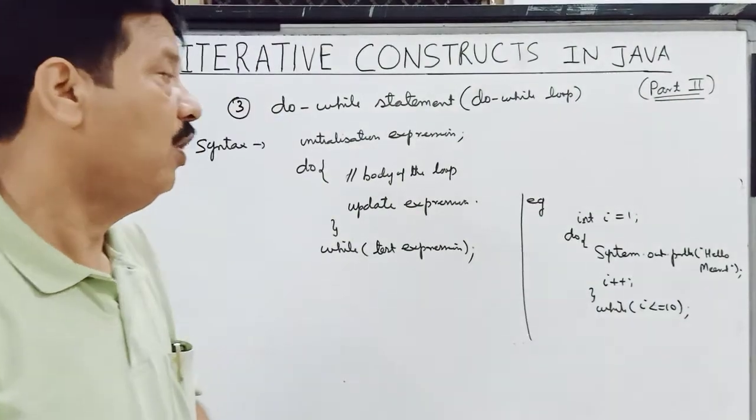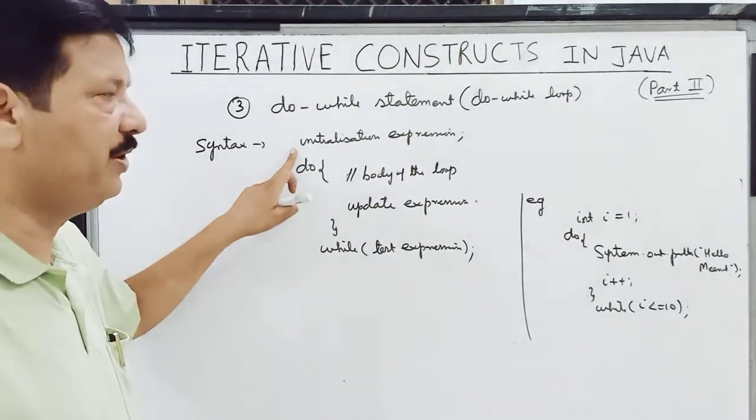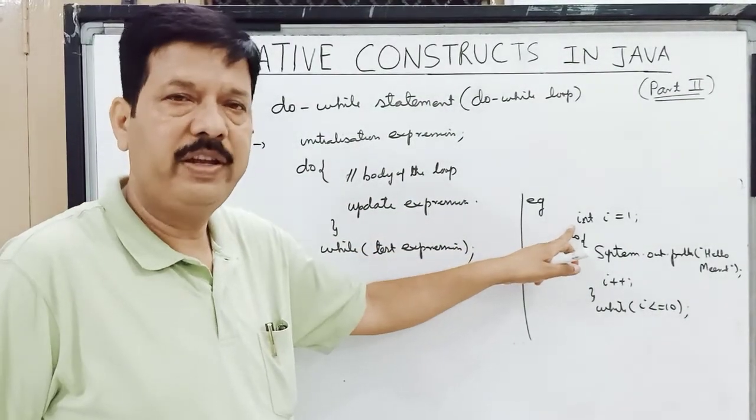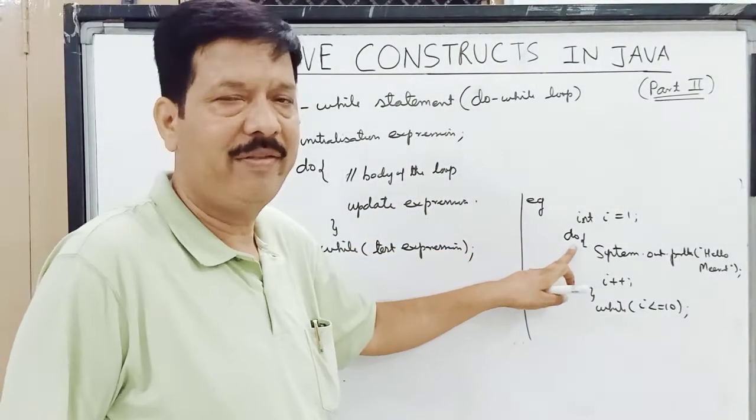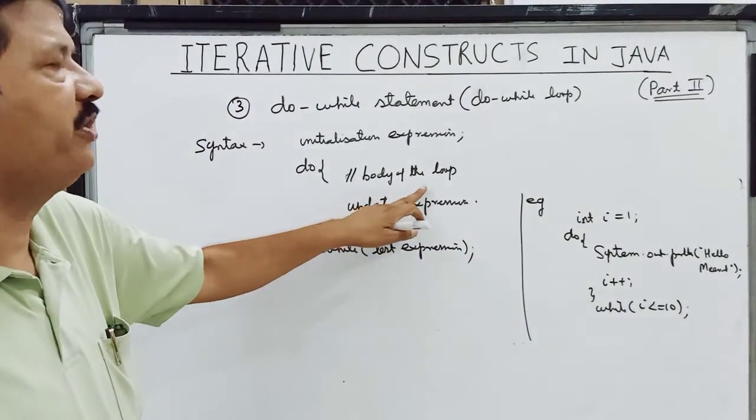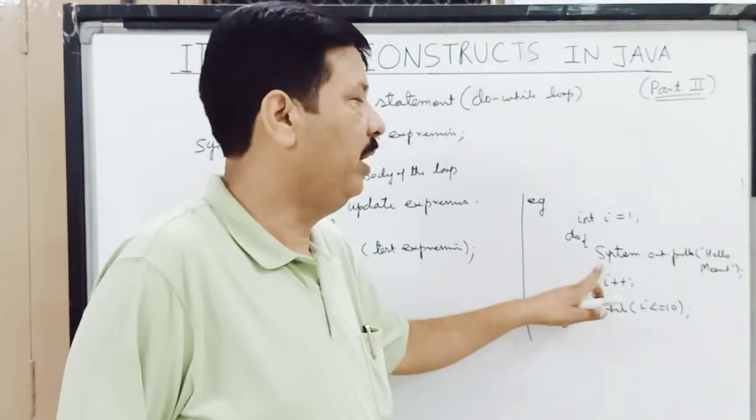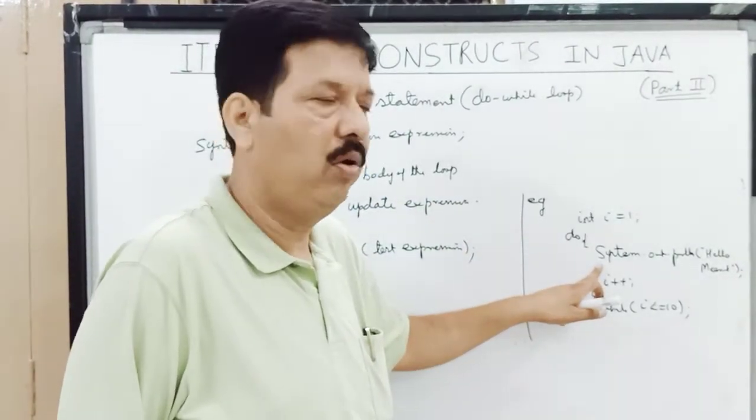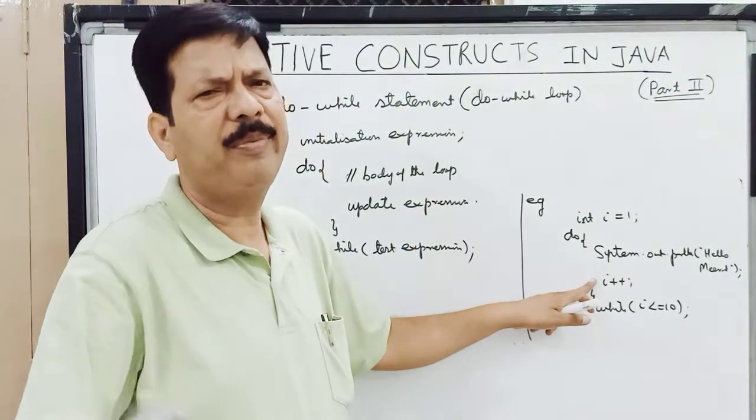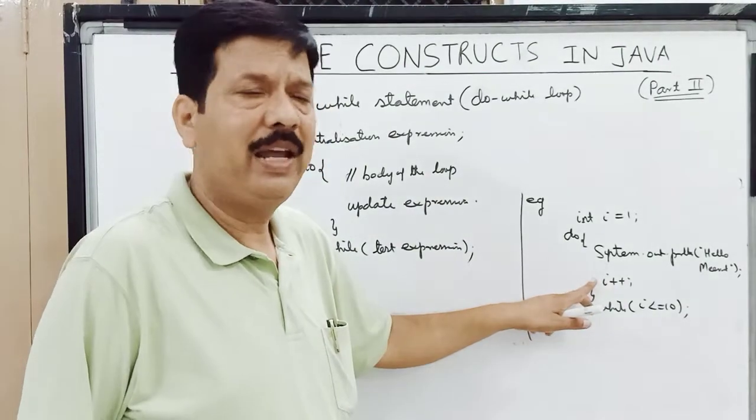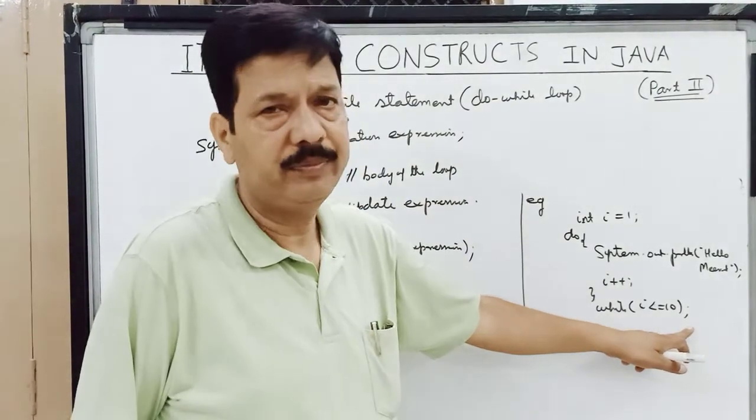So children, the syntax is that we first use the initialization expression as I have done over here. This is the initialization expression. Then I begin my loop with the do statement as I have done over here. Then I put all the statements which are forming the body of the loop, which here I have written as System.out.println hello, and the update expression is I++. Update expression can also be of any type in this, and then we have the test expression followed by a semicolon.